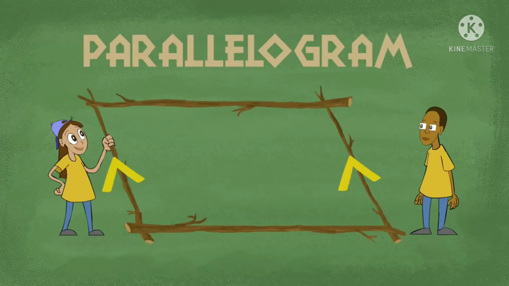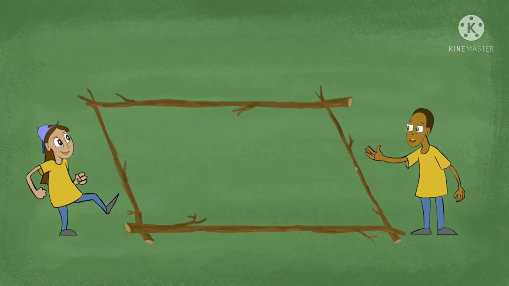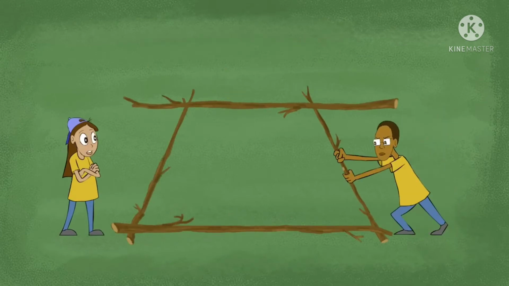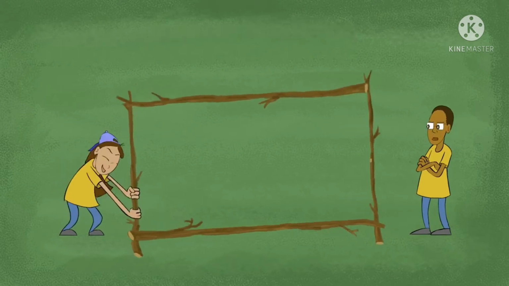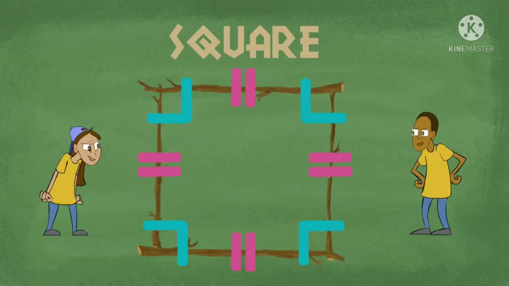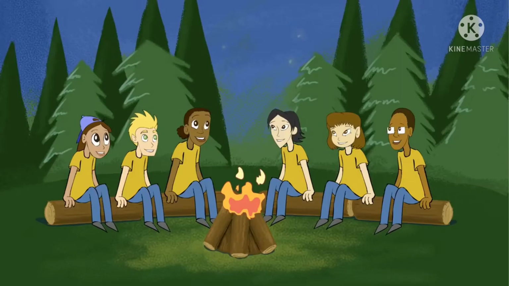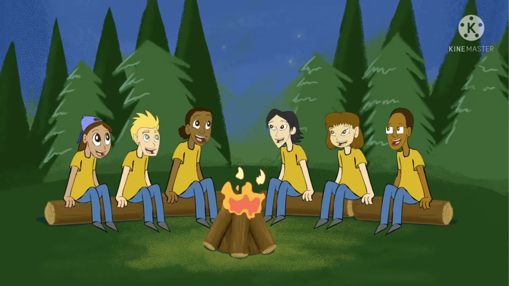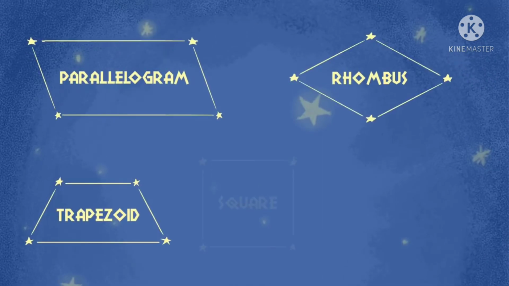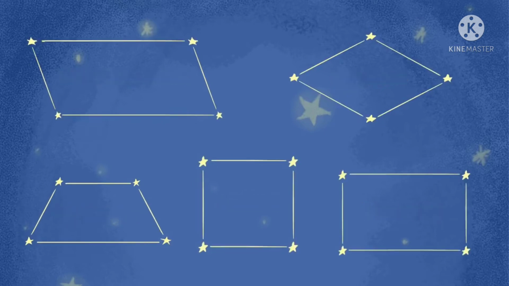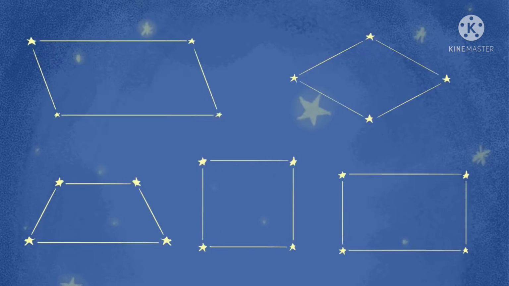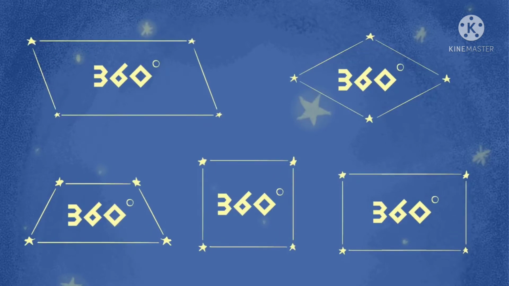Parallelograms have two sets of parallel lines. Trapezoids only have one set at a time. A rectangle has four right angles. A rhombus has four sides that are equal. Squares have four equal sides and four right angles. Quadrilaterals have four sides and four angles. Parallelograms, rhombuses, trapezoids, squares and rectangles. And if you add the angles inside each of these, there will be 360 degrees.